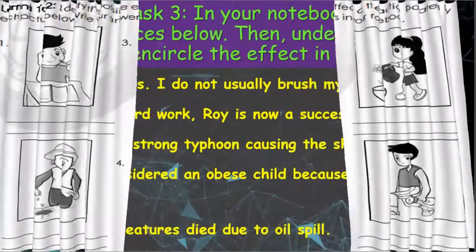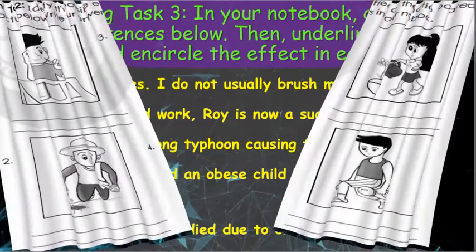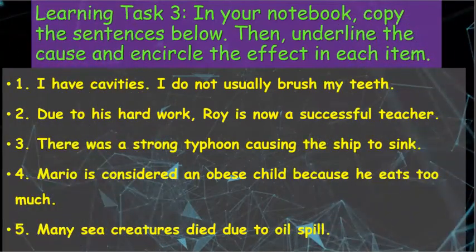Another learning task is learning task number three. In your notebook, copy the sentences below, then underline the cause and encircle the effect in each item. Again, you are going to underline the cause and encircle the effect in each item. Number one, I have cavities. I do not usually brush my teeth.